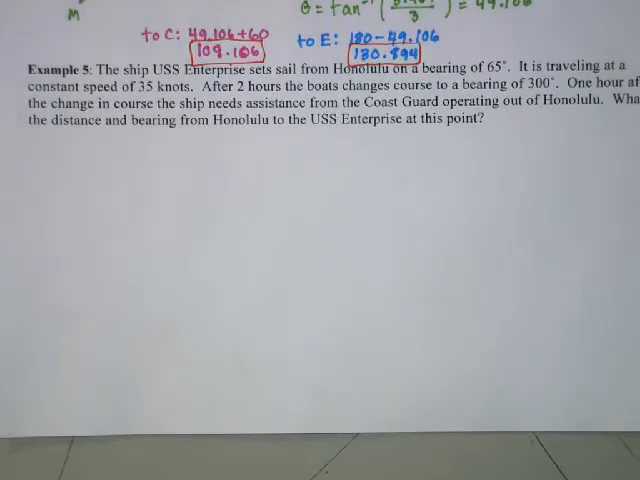All right, so we have one more example here. The ship USS Enterprise sets sail from Honolulu on a bearing of 65 degrees. It is traveling at a constant speed of 35 knots. After 2 hours, the boat changes course to a bearing of 300. 1 hour after the change in course, the ship needs assistance from the Coast Guard operating out of Honolulu. What is the distance and bearing from Honolulu to the USS Enterprise at this point?